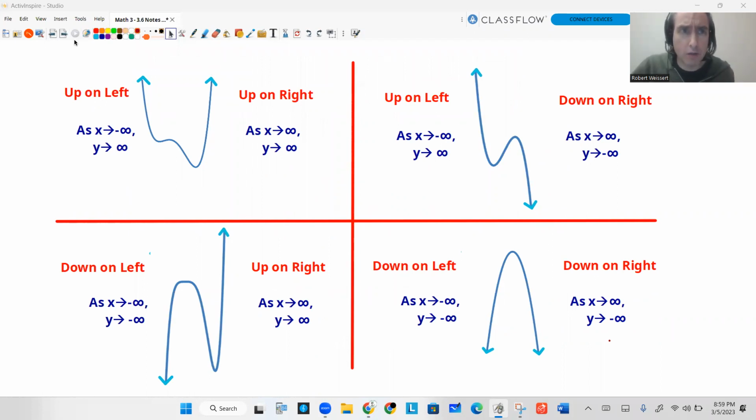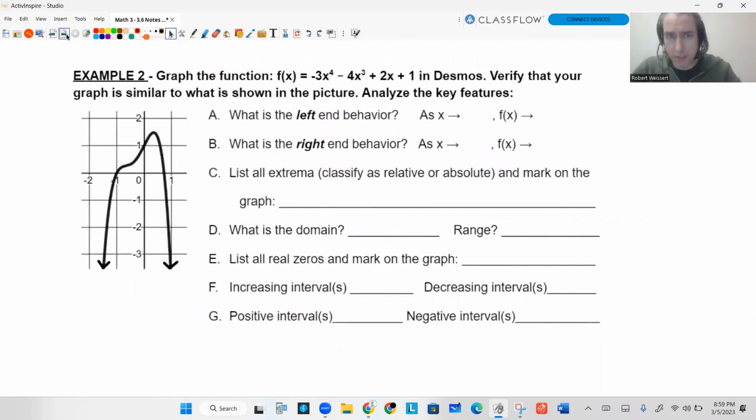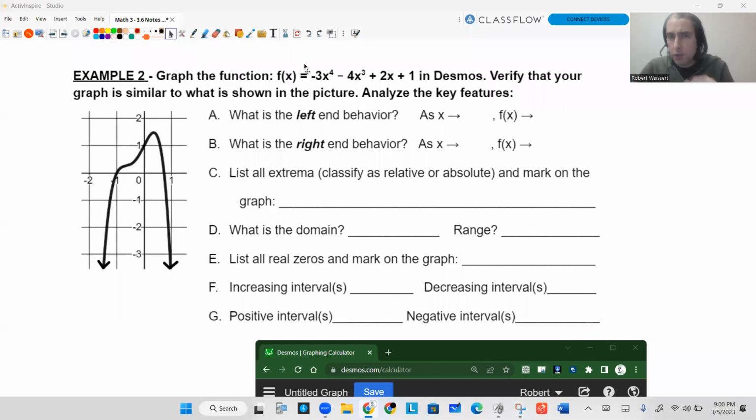With that in mind, let's go to the next couple examples. Let's go over this example together, then we'll do the last one where you can try it on your own. Pause video. You first should graph this. So type it in Desmos, pause the video so you can do that, so you can follow along.